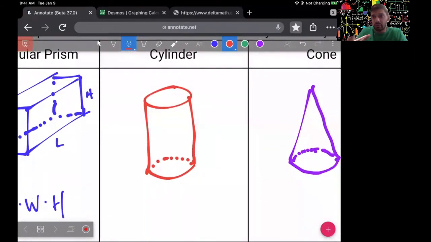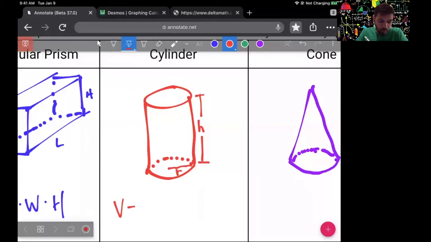For the cylinder, we need to know 2 dimensions. We need to know, first of all, what is the height of that cylinder from the top to the bottom. And we also need to know what is the radius. Those are the 2 things you need to know.